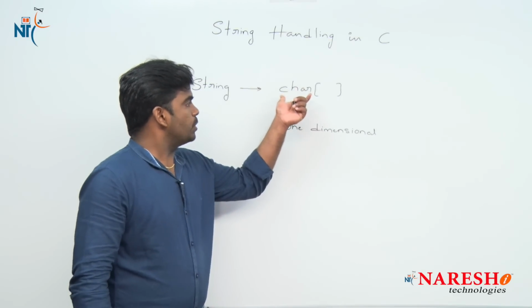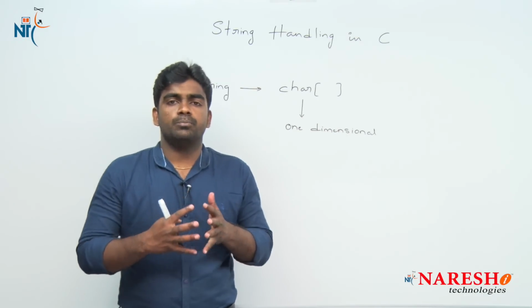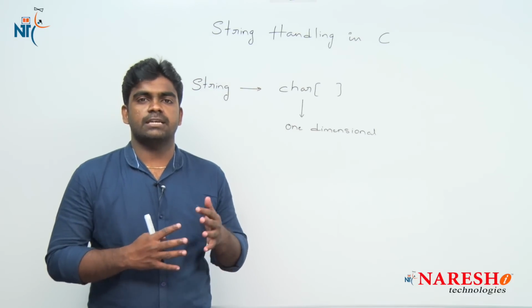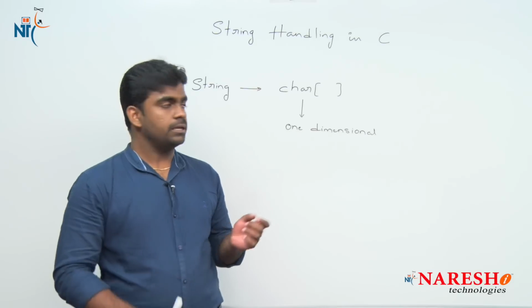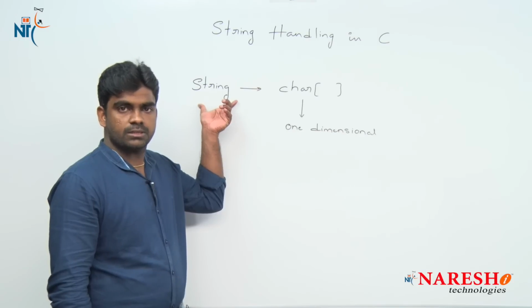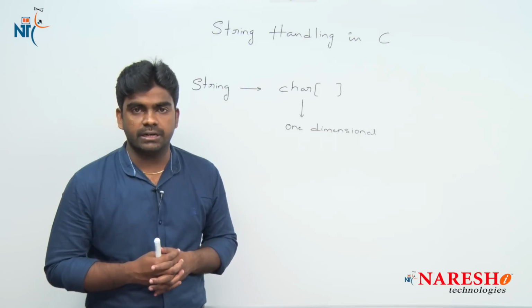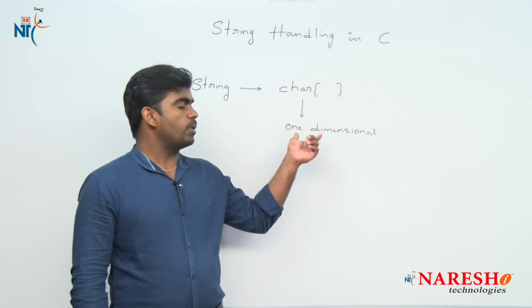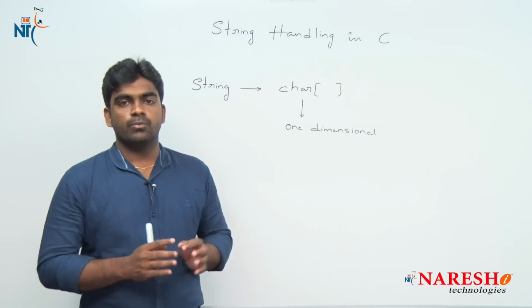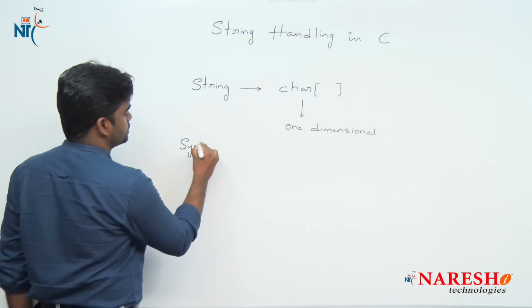So what is the use of strings? If you want to process information such as names, we always use the string data type only. With the help of strings only we can store such type of data. So this is a one dimensional character array. What we can store here is only characters.